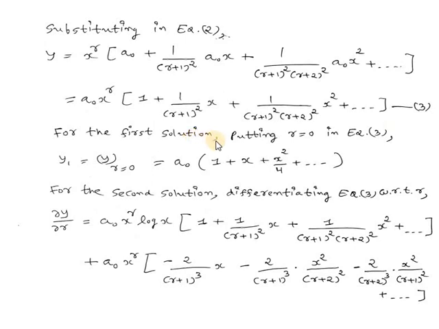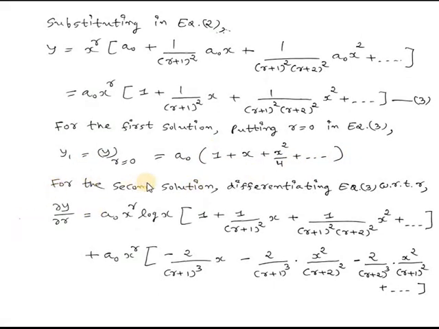Now for the first solution, putting r equal to 0 in equation number 3. So the first solution is given by y1 is equal to y, where r is equal to 0. Therefore we will put r equal to 0. So we will get a0 in bracket 1 plus x square by 4 plus so on. So this is our first solution.